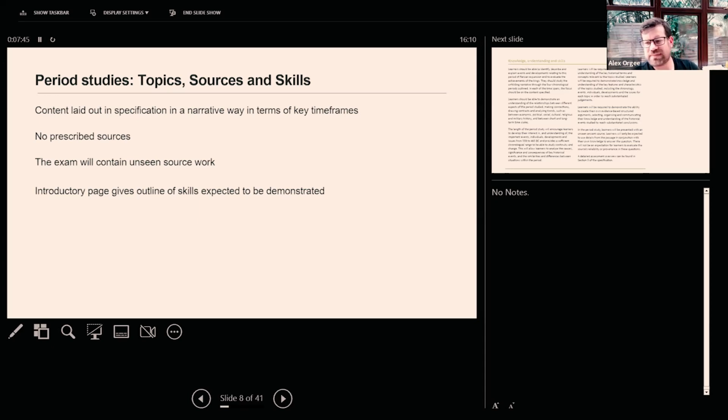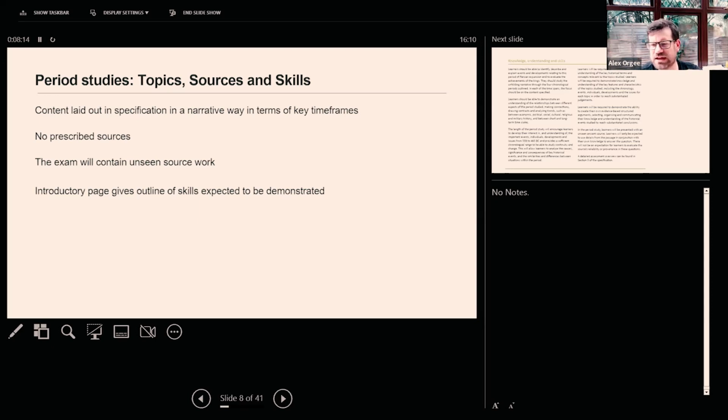So we do recommend that, whilst you're teaching the content laid out in the specification, you bring in specific sources with your students to help prepare them for the unseen source in the assessment, but also to help gear them up to using sources, which plays a much greater role in the depth studies. So a question might be: what sources do I bring into my teaching?